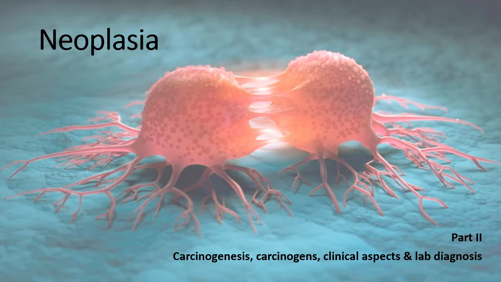In the first episode, or first part, we saw the definition of neoplasia, the classification, characteristics, and staging of neoplasia. In this second part, we will be seeing carcinogenesis, carcinogens, clinical aspects, and lab diagnosis of neoplasia. Okay, let me take you into the subject.